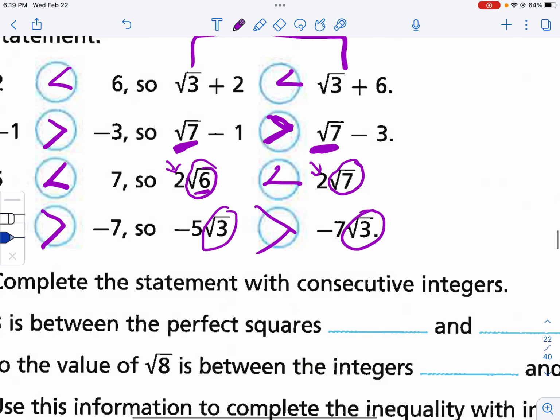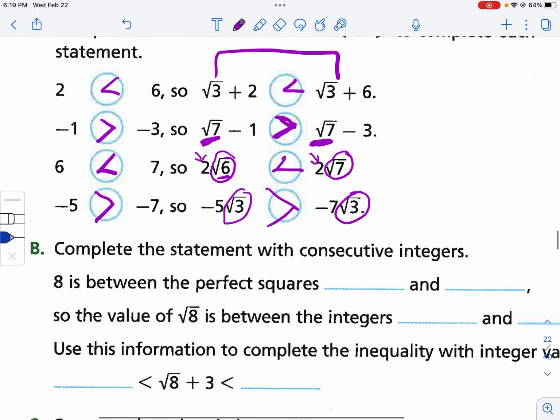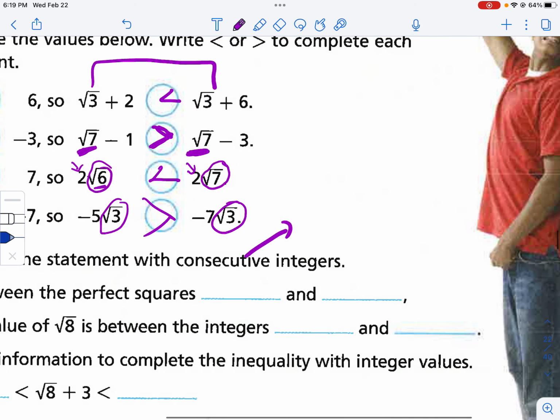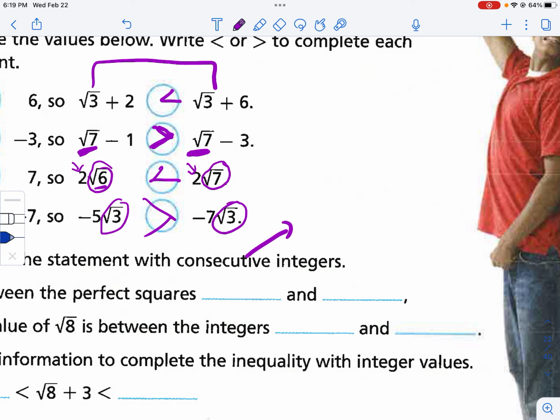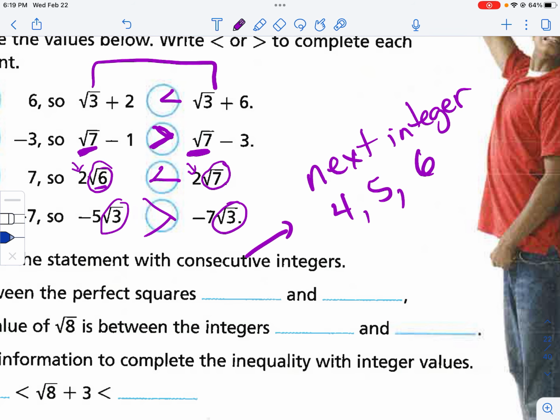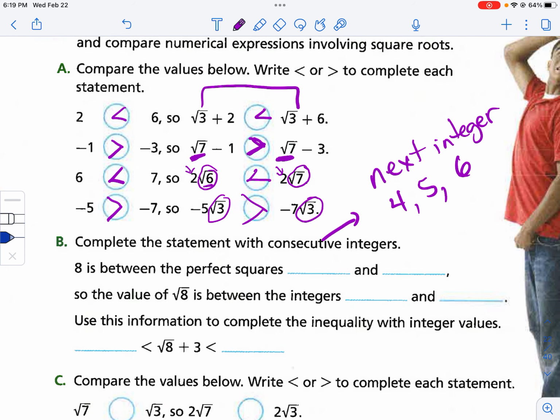Let's see. Complete the statement with consecutive integers. Consecutive means they go in order. So the next integer: if I have 4, the next number is 5. The next number is 6, consecutive. Okay, so complete the statement with consecutive integers.